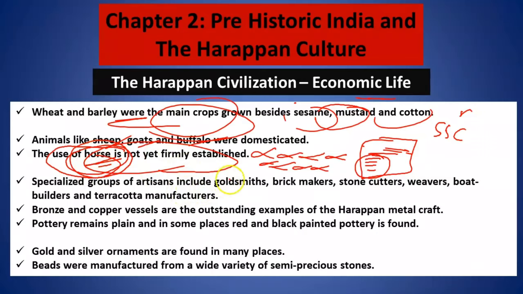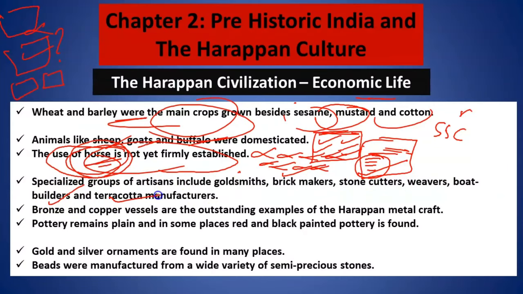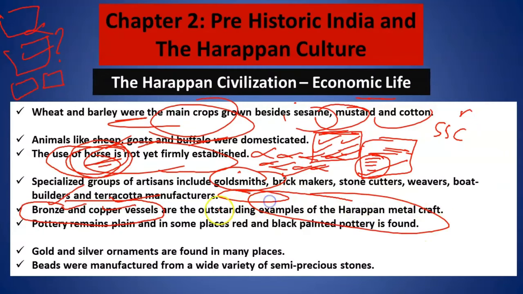All right. Now, as there was food in abundance, not everybody had to engage themselves in agriculture. Is everybody doing farming right now? No. There are a few people who are doing farming. A few people are engineers. A few are doctors. In the same way, when food production was abundant, there were a few people who were making bricks, a few were cutting stones, a few were making boats, a few were making terracotta toys and other stuff. And as this is an integral part of the Metal Age, bronze and copper vessels are also outstanding examples of Harappan art and craft.